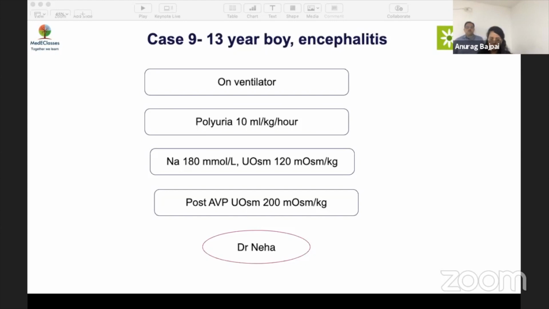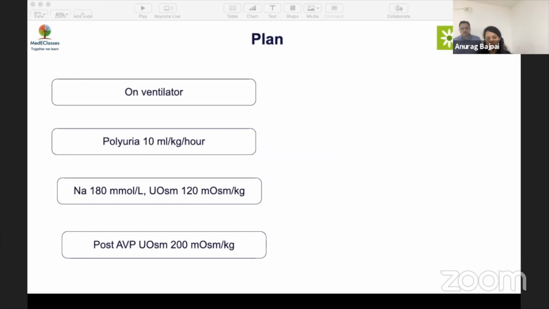So how will you manage this child, Dr. Neha? As you said rightly, this is a case of central DI. Development of polyuria in a patient with CNS insult should always raise the possibility of widespread neurological insult compromising ADH release. There is high sodium with low urine osmolality confirming the diagnosis of DI. Since there is a rise in urine osmolality of more than 50% after giving ADH injection, it more or less confirms the diagnosis of central DI.